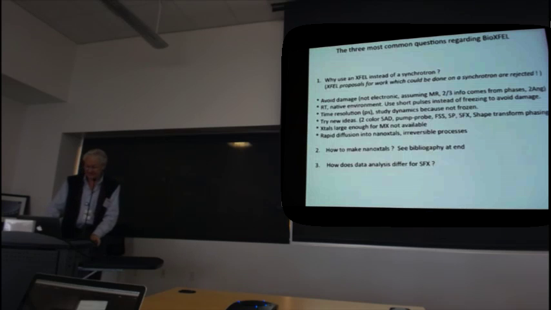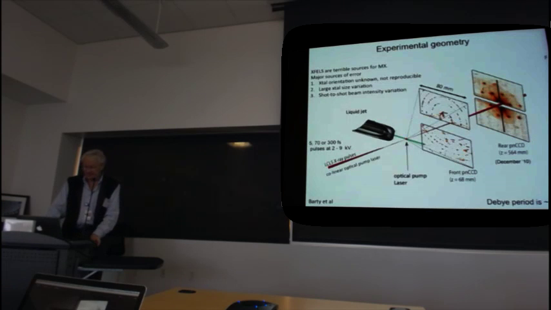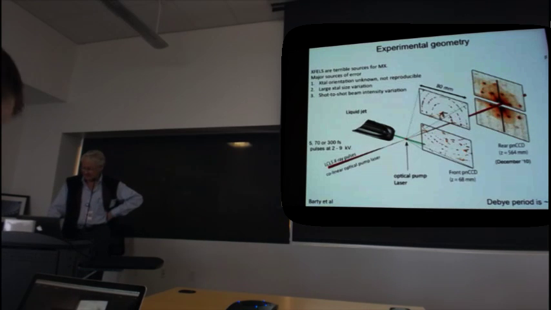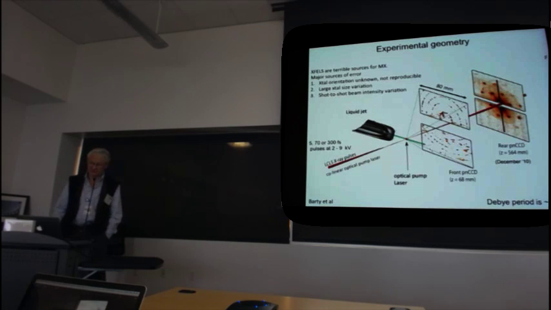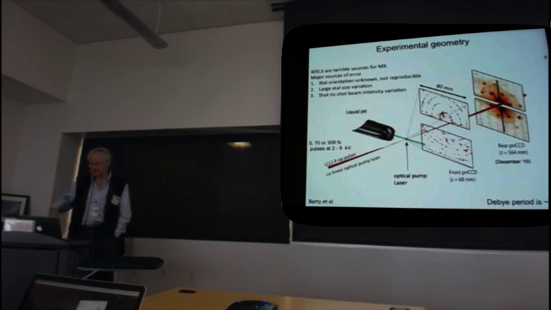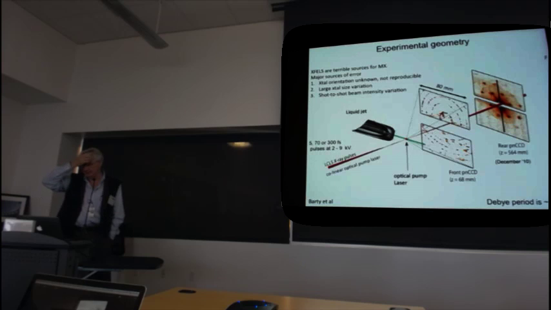And finally, how does data analysis differ? You've seen the experimental geometry. We spray these nanocrystals across the pulsed X-ray beam and collect about 100 patterns per second. They're in random orientations. So the XFEL is really a terrible source for crystallography. It's a dreadful source because it's not stable. The pulses vary in intensity from shot to shot, up to perhaps 15%. The point of lasing of this thing is jumping around all the time.